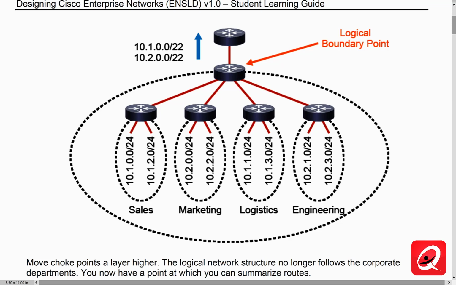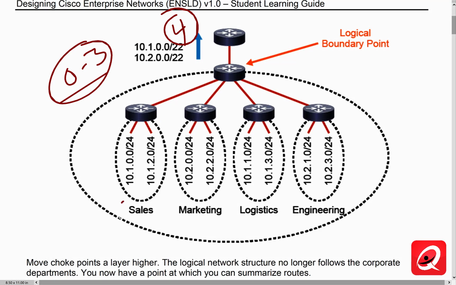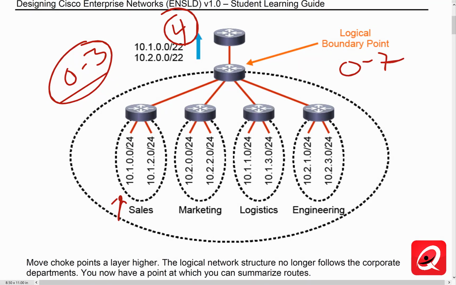Let me check the math on that real quick. A /22 is 6 bits. So that's 128, 192, 224, 240, 248, 252. That's a block of 4 in the third octet. So that's another typo. Those should be /21s. You can't do a block of 4 because that would only include 0 through 3, which wouldn't even cover all of the sales subnets. You would have to do a /21 because you want to cover 0 through 7.